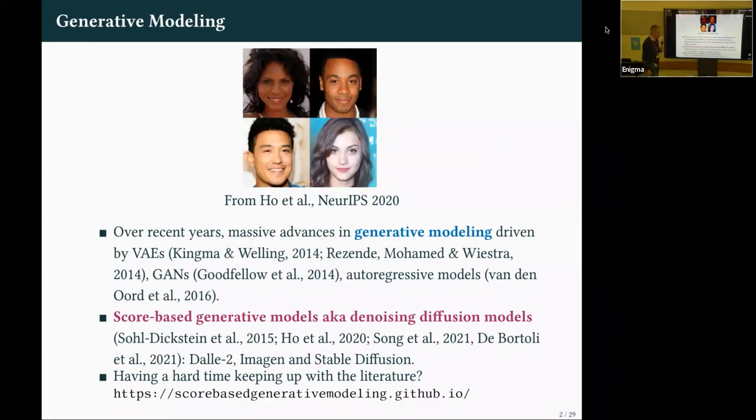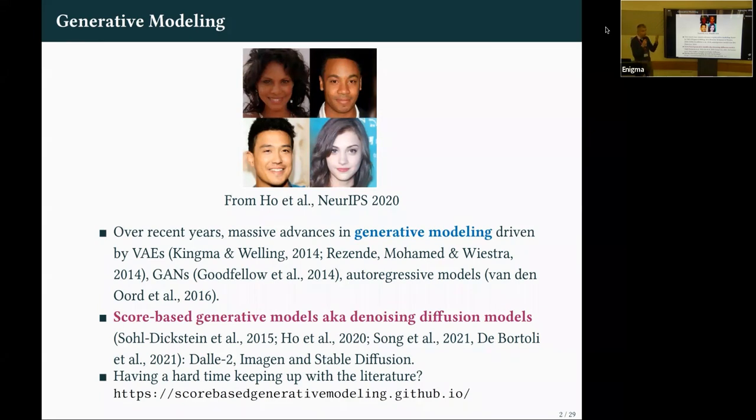It all started in the mid 2010s, when people in machine learning started to work on generative modeling. There were VAEs and autoregressive models, and in particular GANs were introduced, which became extremely influential. The GAN paper by Goodfellow has at least 40,000 citations. It was very interesting.